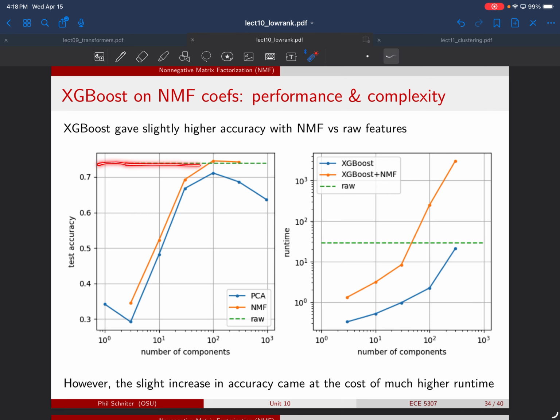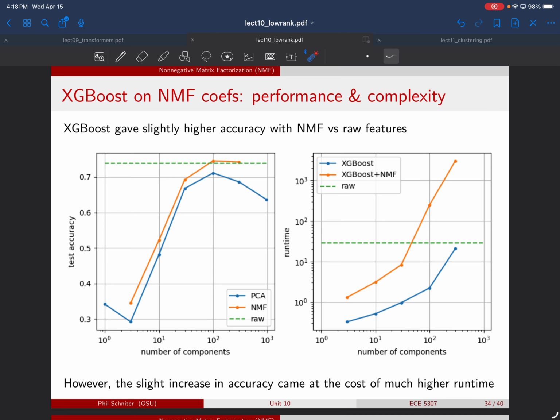Here's the performance of XGBoost on raw features. And what's interesting is that PCA is in blue. So NMF happens, at least in this experiment, to work better than PCA, and it even works a little bit better than the raw features at these values of number of components. So 100 or 300 out of, I think it was like 1580 or something like that.